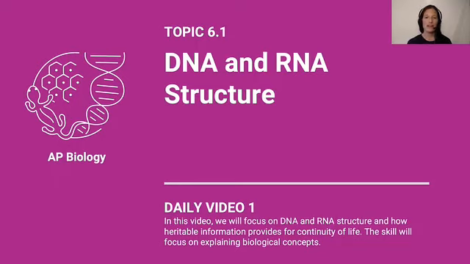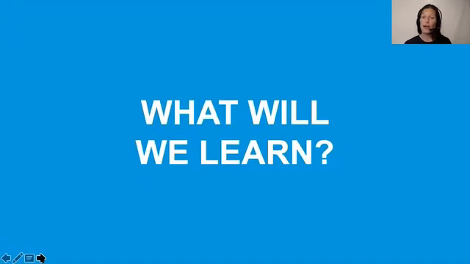This is AP Biology topic 6.1. We are going to be talking about DNA and RNA structure, how heritable information provides for the continuity of life. And the skill we're working on today is explaining biological concepts. So what are our goals? What are we going to learn?